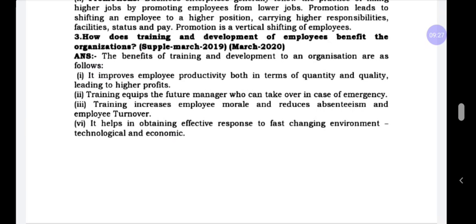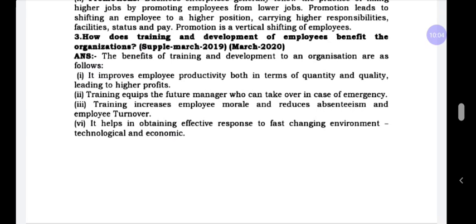And last one, it helps in obtaining an effective response to a changing environment, technologically and economically. Whatever changes may come, whether technological or economic, they can easily adjust with the help of training and development. That means the environment is fast changing. It keeps on changing in terms of technology or economy. With very good training and development, they can acquire that knowledge, and with that knowledge they can easily adjust to the fast changing environment.